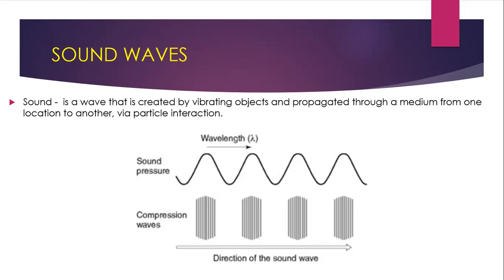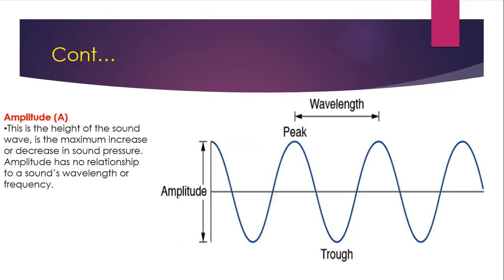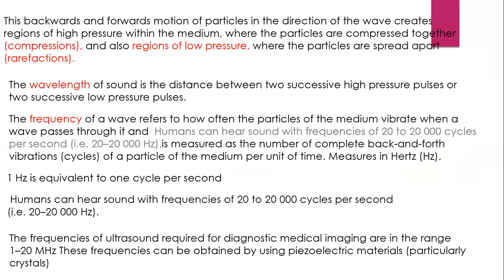You can see the sound wave. The wavelength is from one peak to the other. You can see the direction of the sound and the compression of waves; those are waves which are compressed. The amplitude is the height of the sound wave. It is the maximum increase or decrease in sound pressure. Amplitude has no relationship to a sound wavelength or frequency. You see it is the highest peak. The wavelength is from one peak to the other, and the amplitude is the height of the wave.